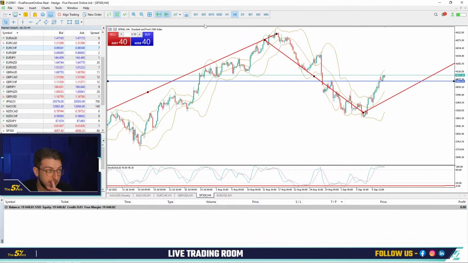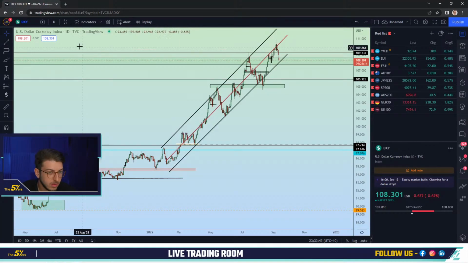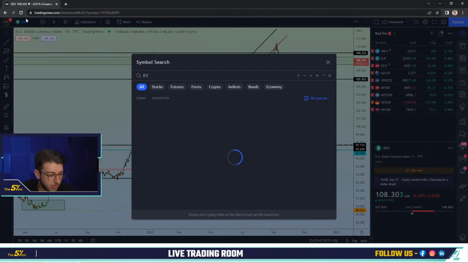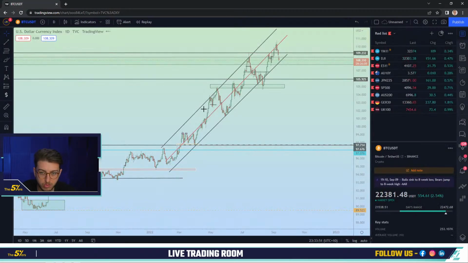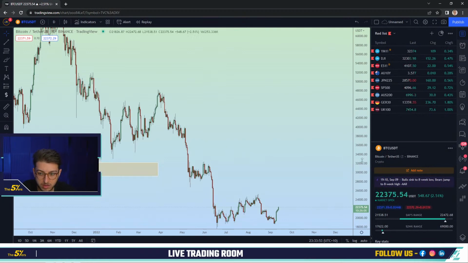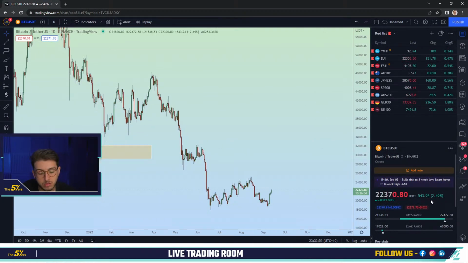We might see the same in cryptocurrency. Maybe let's check that here. We can put BTC or Ethereum, it would be the same, to understand the context. Bitcoin is up 2.50%.